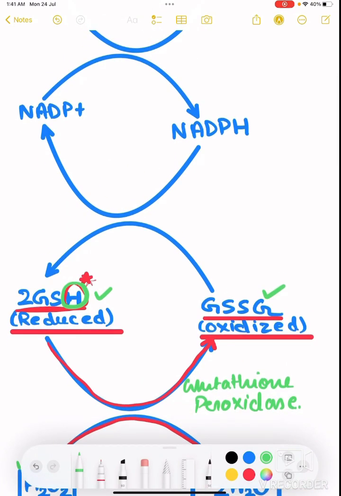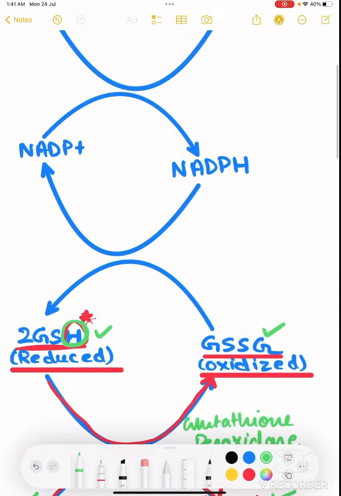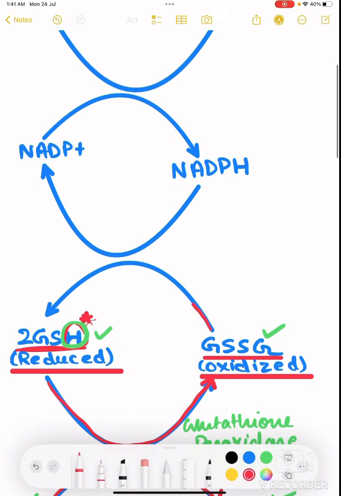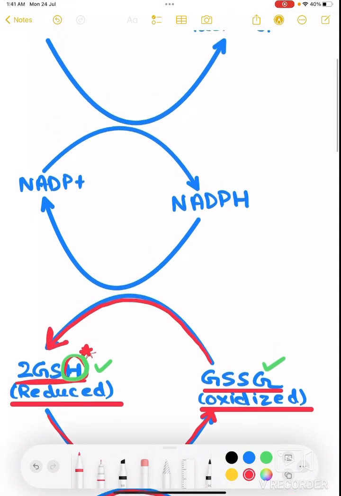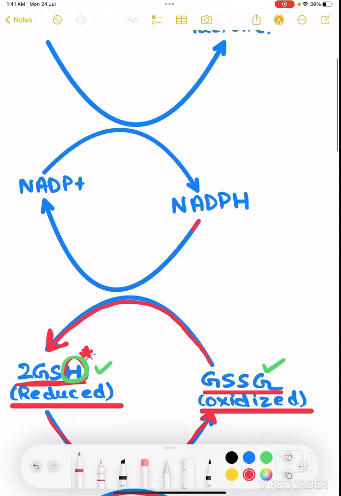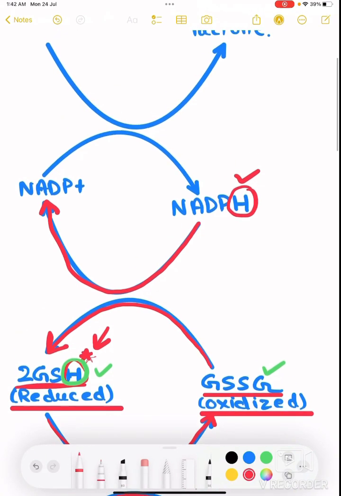Now, of course, we don't have an abundant amount of GSH, so we have to replenish these GSSG molecules to form 2GSH again. And who will do this? This is done by the NADPH molecule. You can see over here, the NADPH molecule has an H, and this H will come over here, and hence it will be replenished.